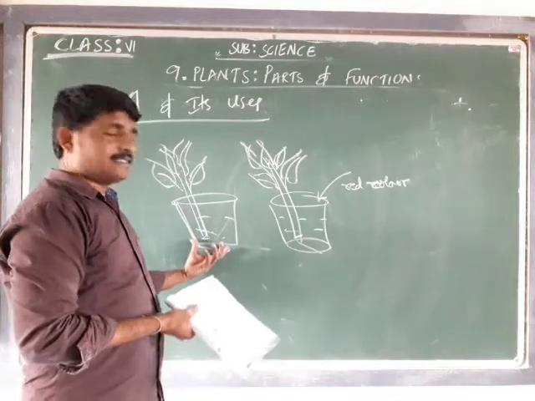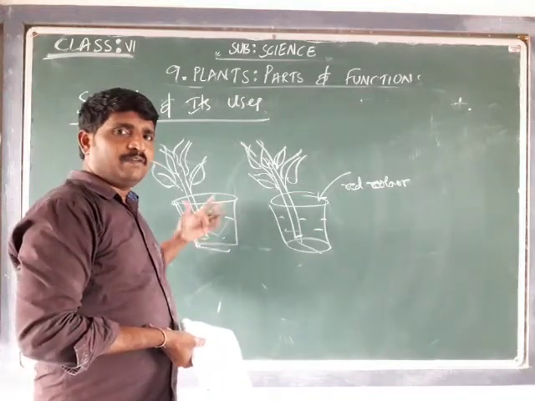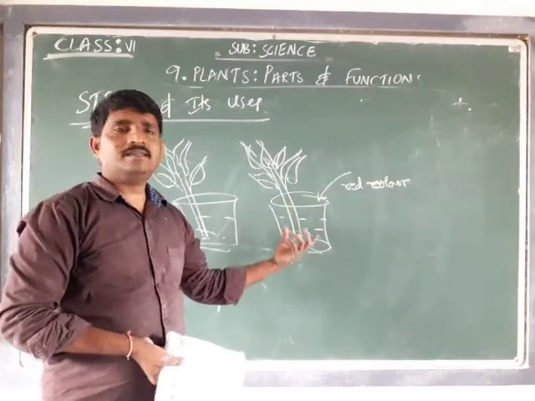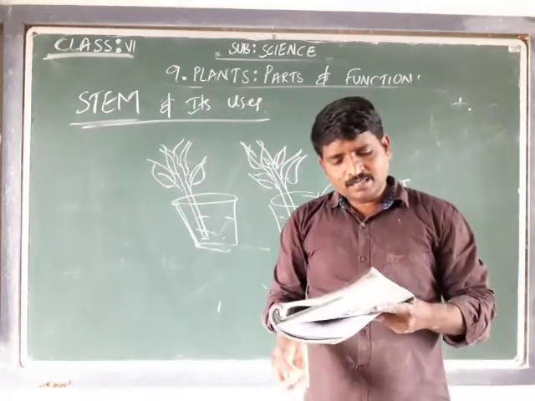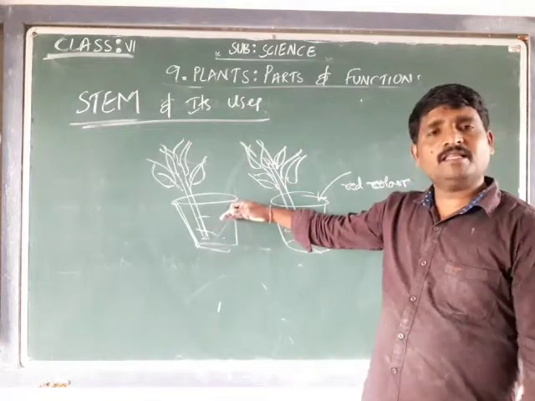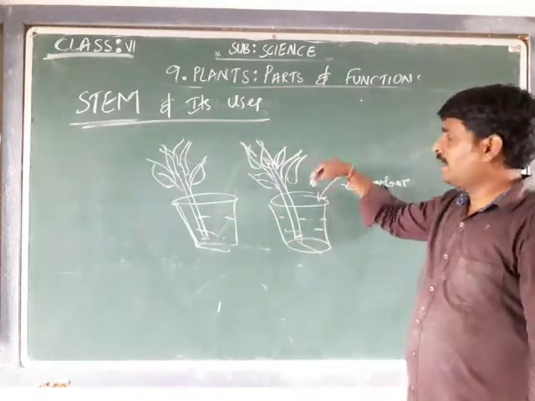In another glass, we have to keep that stem without any color. Here we have to keep the stem in the red colored water. Now, what difference did you find between the stems of the two plants? After keeping this for 2-3 hours, we have to take the plant stems and notice.